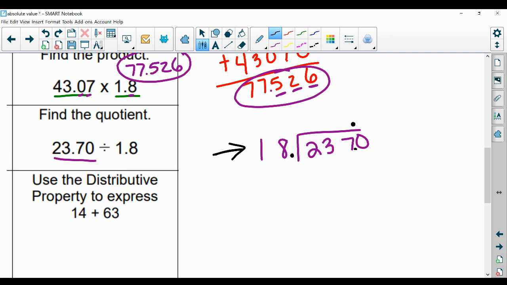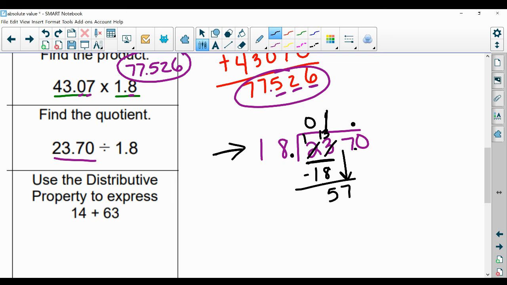So I have 18 going into 2. I only do that 0 times. So now I've got 23. 18 goes into 23 one time. One time. There it goes. 1 times 18 is 18. Now I subtract. I'm going to start at 18 and you can count up, or you can come next door and go 10 more. 13 minus 8: 9, 10, 11, 12, 13 is 5. Bring down my 7.